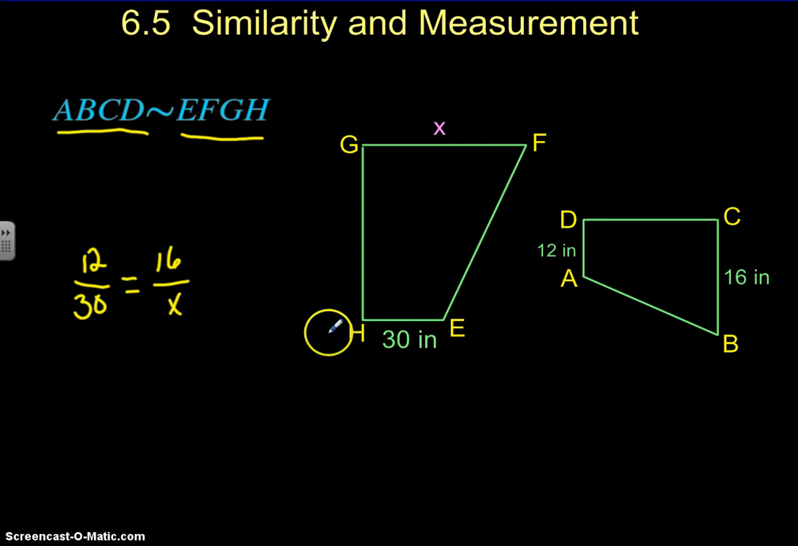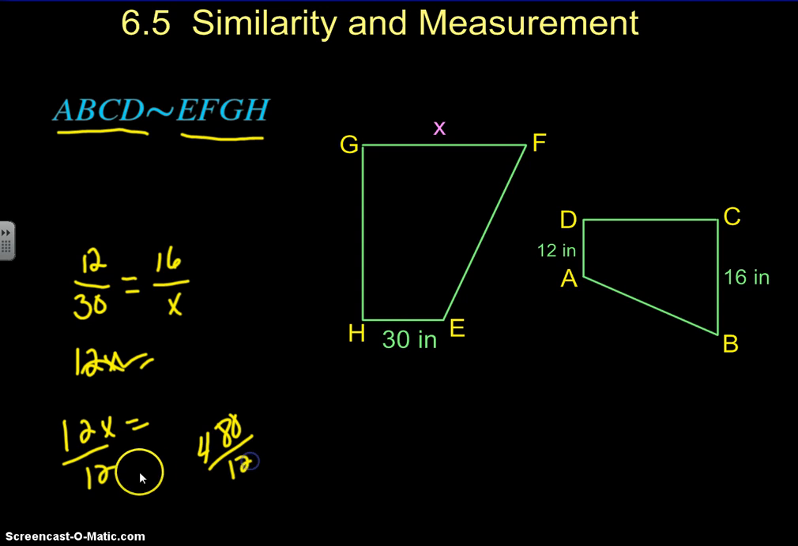And then I'm going to cross multiply. So I've got 12x. Wow, that's pretty ugly. 12x equals 30 times 16, which equals 480. Now I'm going to divide by 12, divide by 12. x equals, well, 12 goes into 48 four times, so it's going to be 40. x has to equal 40, and that's 40 inches.